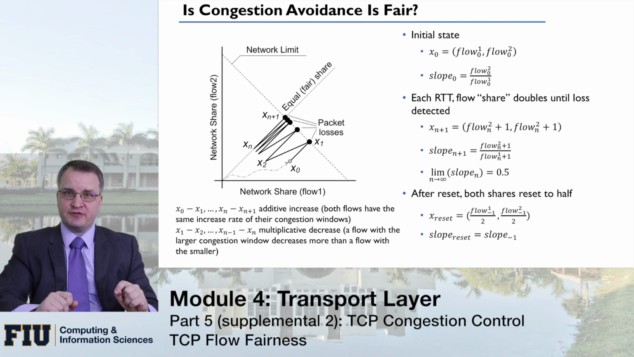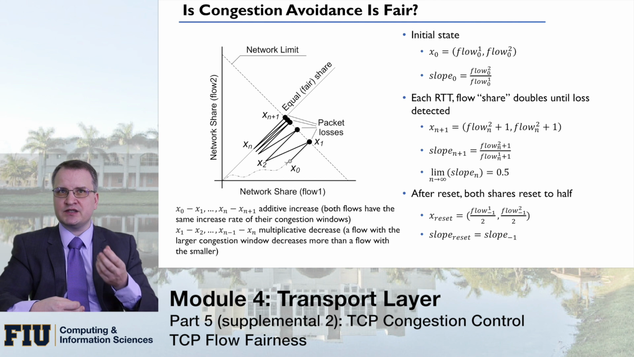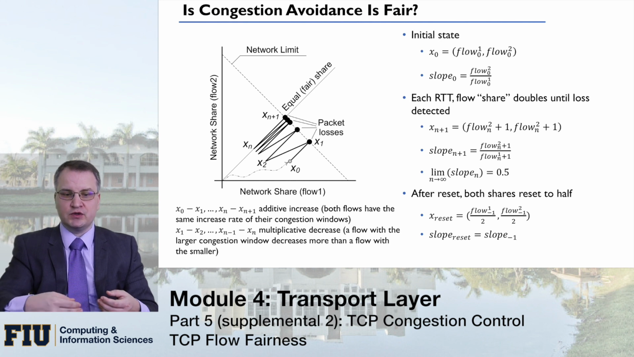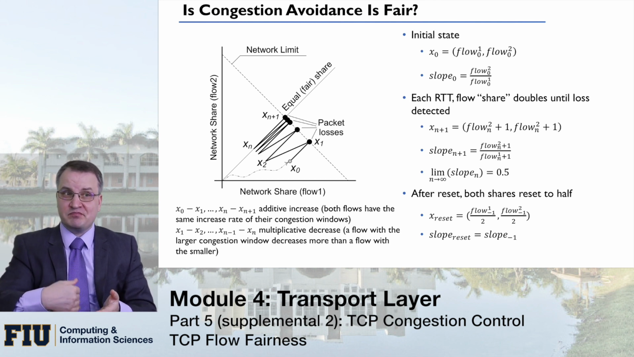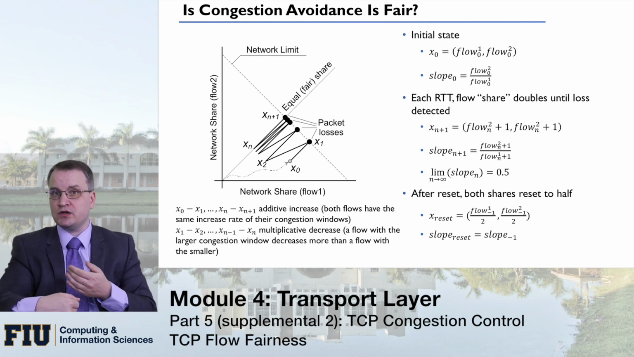But if RTTs are different, then the time to react for one flow would be different from the other one, which means they will have completely different actions. So TCP, at least congestion avoidance and slow start, is not fair for flows with different RTTs. For example, if I have a flow going somewhere in the United States versus a flow going somewhere in Europe, and at some point they share the same bottleneck link, then the flow going inside the United States will have bigger chances or a bigger share of the network resources than the one with a longer RTT.